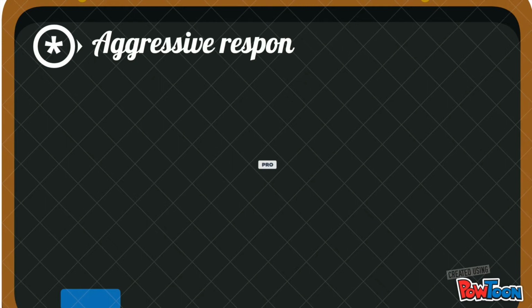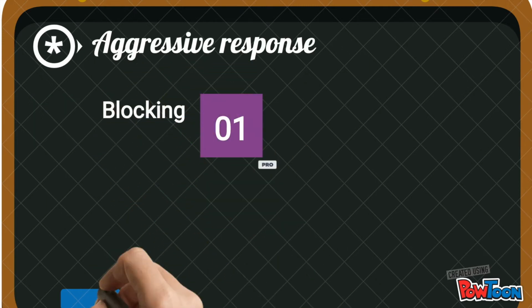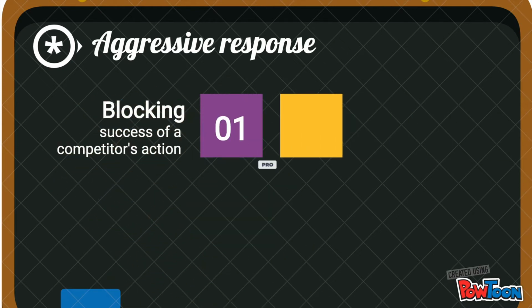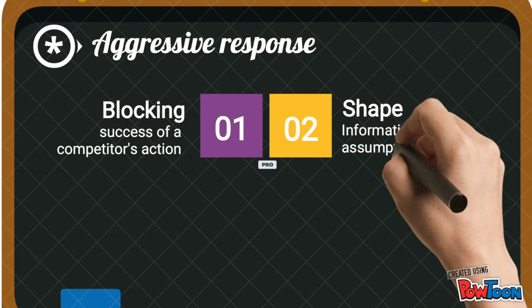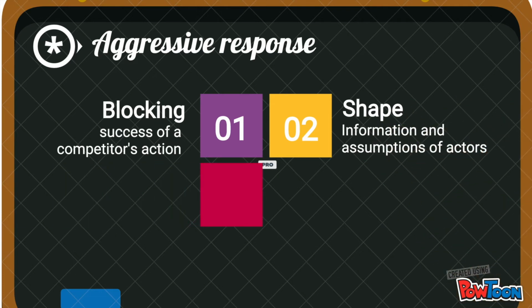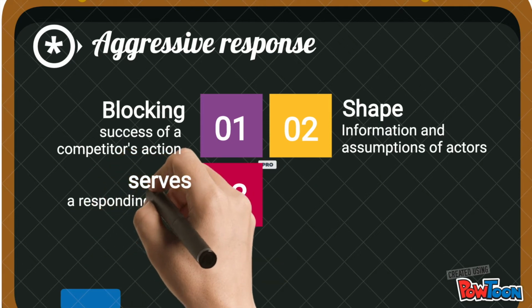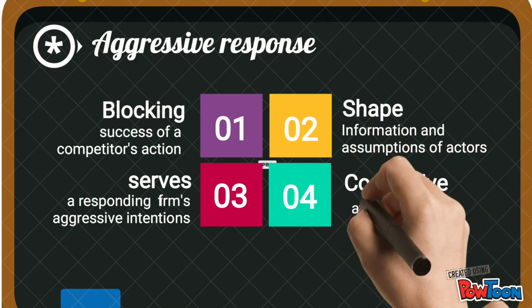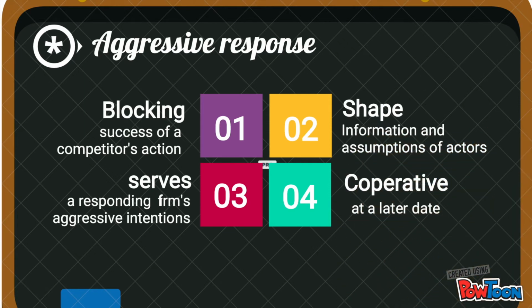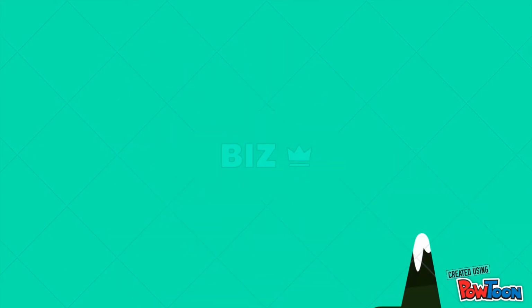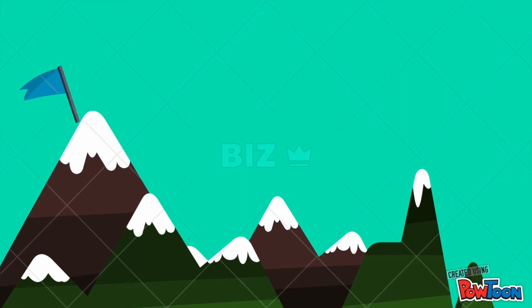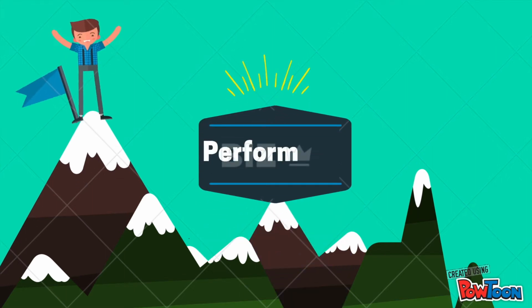An aggressive response can also lead to advantage for a responding firm by blocking the success of a competitor's action. In addition, an aggressive response can effectively shape the information and assumptions of actors. An aggressive response serves to signal rivals of the responding firm's aggressive intentions, which may lead to a more cooperative relationship at a later date. Therefore, although all responses are important, non-imitative responses should be associated with higher levels of performance than imitative responses.